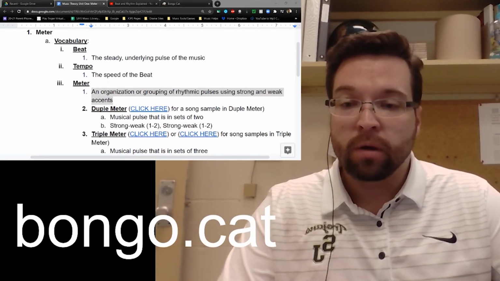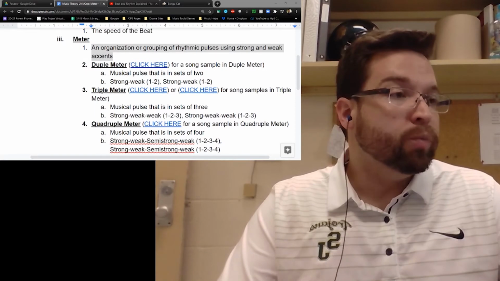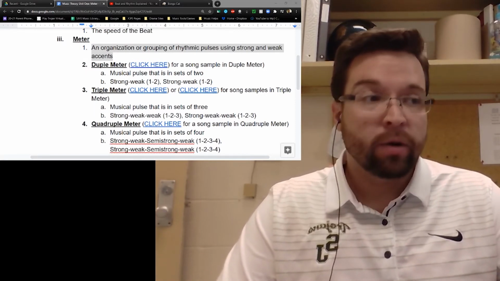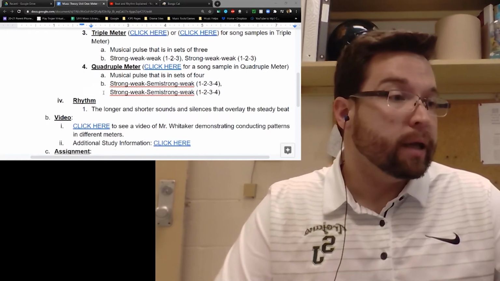Okay, now we're going to go on to the different meter. We've already gone through that. Duple, 2 beats grouped together. Triple, 3 beats grouped together. Quadruple, 4 beats grouped together.